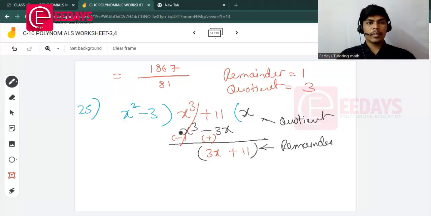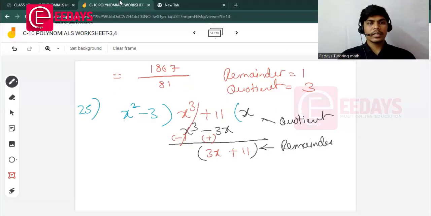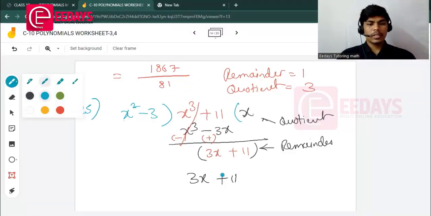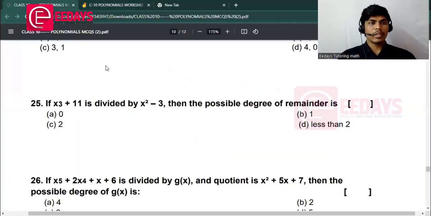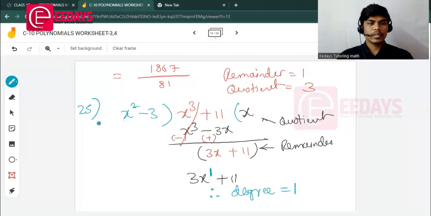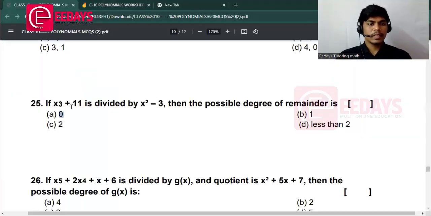So what is the degree of the remainder? Degree is nothing but the highest power. In 3x plus 11, what is the highest degree? So degree is 1 here. That's why degree is equal to 1. Okay, option B is the correct answer. All right. Let's move on. 26th one.